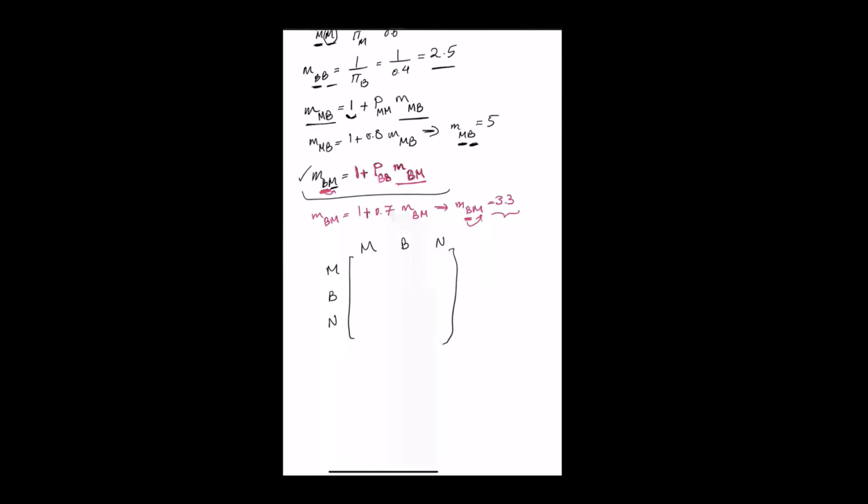For M customers, 10% of them will go to B restaurant and 20% of them will go to N restaurant in the next week. So if you're eating at restaurant M right now, 20% will go to N and 10% will go to B, and the other 70% will stay at M. For B customers, 20% of them will go to M, 20% will go to N, another 60% will stay at B, and for N customers, 20% of them will go to B, 20% will go to M, and the other 60% will stay at N.